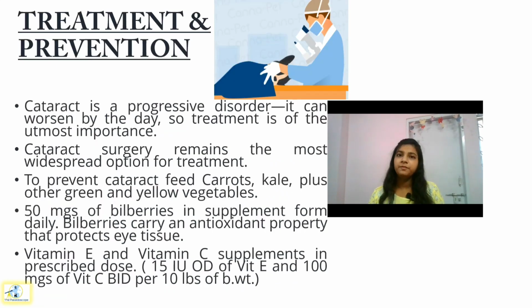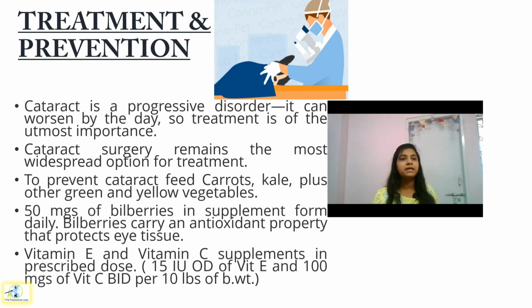Next, treatment and prevention. Prevention basically comes from the food items that you are giving. For example, to prevent cataract, carrots, kale, pulses, and other green and yellow vegetables may be included in the diet. Apart from that, bilberries are good supplements because they have good antioxidant property that protects the eye tissues. Vitamin E and vitamin C supplements may also be given in the prescribed dose. This is the prevention part.